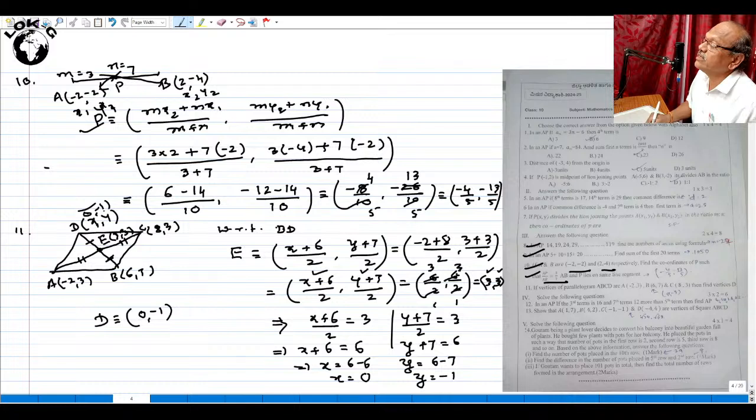You can just verify this with 0, minus 1. In the examination, have a trick of verifying it. If you see here, 6 plus 0 upon 2 is 3, correct. 7 minus 1 is 6, 6 upon 2 is 3. Yes, 3 is matching. Therefore, our answer is correct.